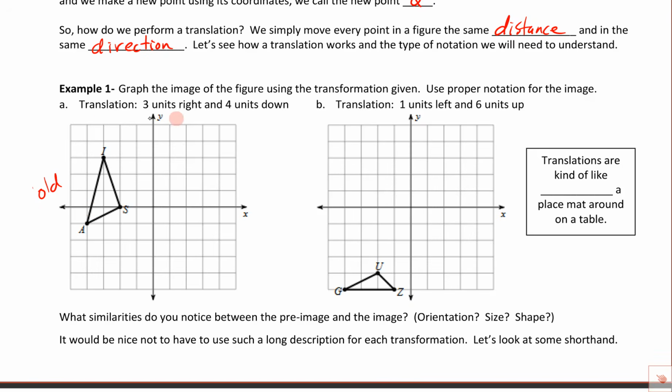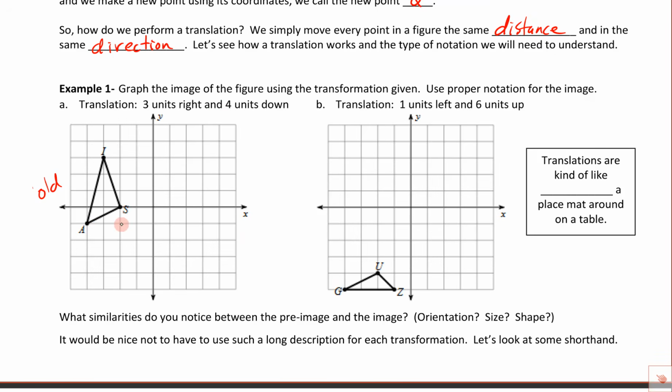Now, these are the instructions right here. This is a description of the translation. So we're going to take this figure, and we're going to take all the points, and we're going to move them 3 units to the right and down 4 units. So 3 units to the right and down 4 units. So here's what we're going to do. We're going to take point A. We're going to move it 3 units to the right and down 4 units.